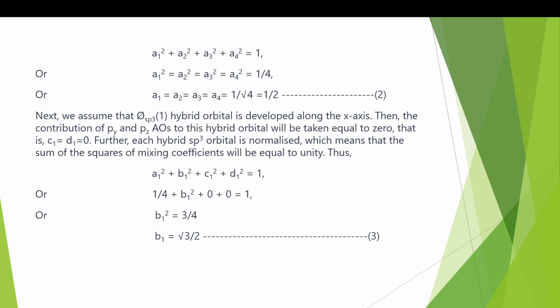b1. How? See equation 3. a1 square plus b1 square plus c1 square plus d1 square equal to 1. In this case, c1 equal to d1 equal to 0. Therefore, putting the value of a1 square, 1 by 4 plus b1 square equal to 1. Transposing, b1 square equal to 3 by 4. b1 equal to under root 3 by 2. This is equation 3. See, we have so far evaluated a1, a2, a3, a4, c1, and d1.